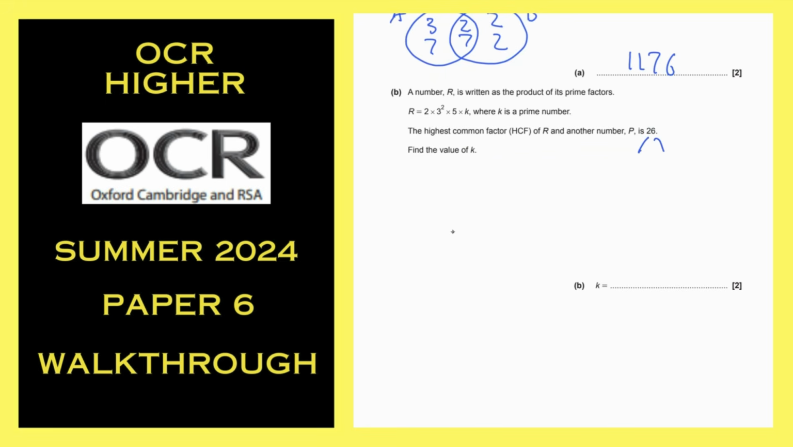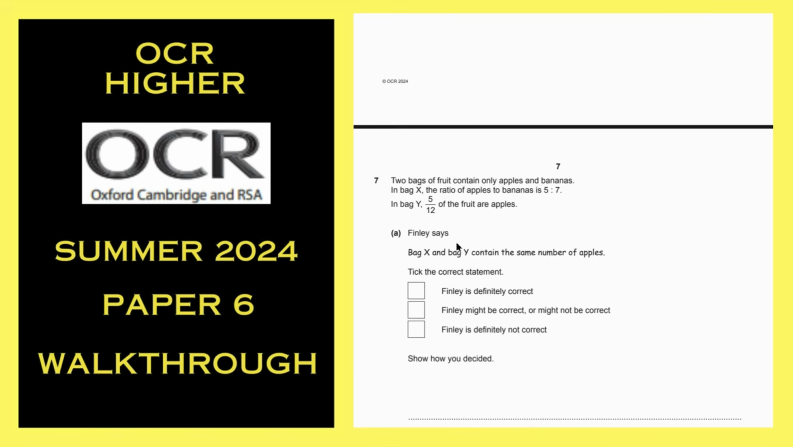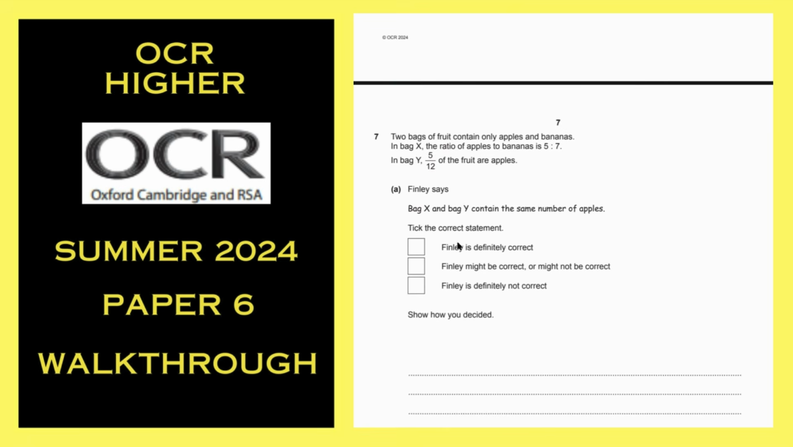Do a factor tree for 26. It's about as simple as it gets. For highest common factor, you'd want an overlap, an intersection. We haven't got one, unless k is 13. That's it, folks, because k is 13.